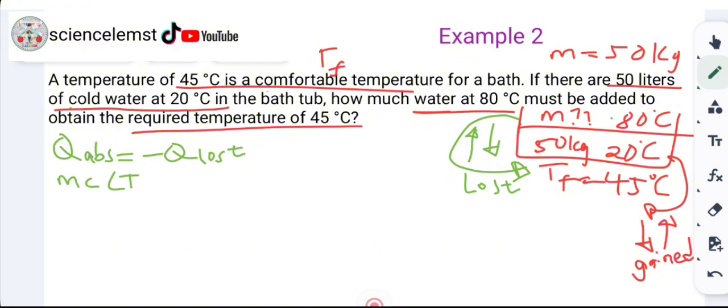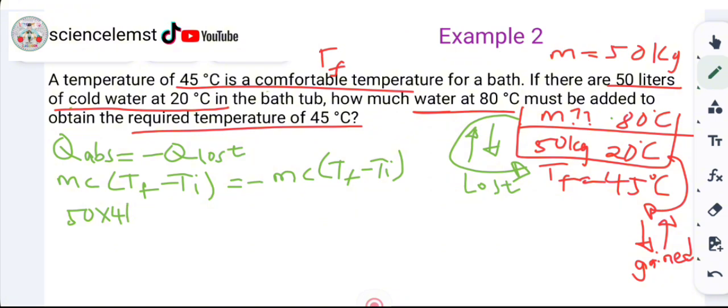mc(T final minus T initial) is equal to negative mc(T final minus T initial). Remember which one is absorbed? The cold one. So it means I have the mass of 50 and the specific heat of 4184. The final temperature must be 45. Initially it was at 20 degrees.